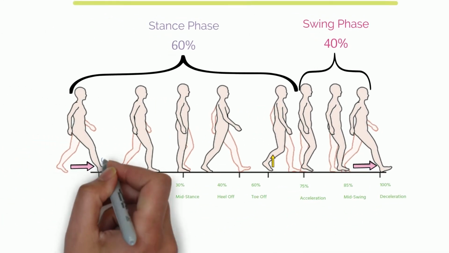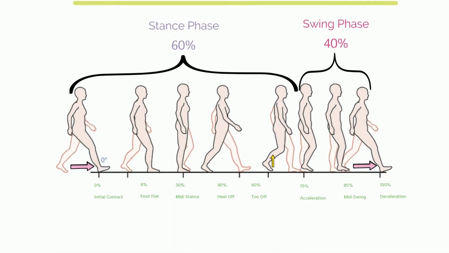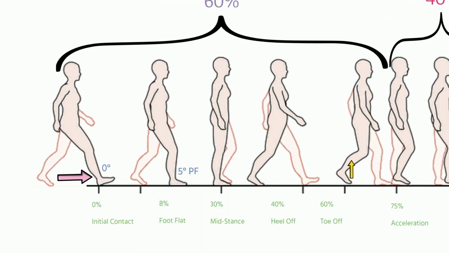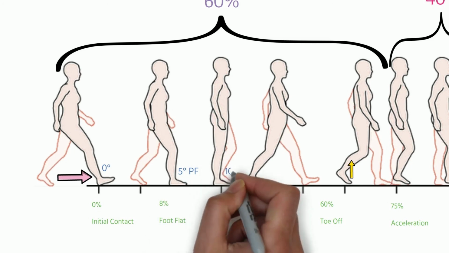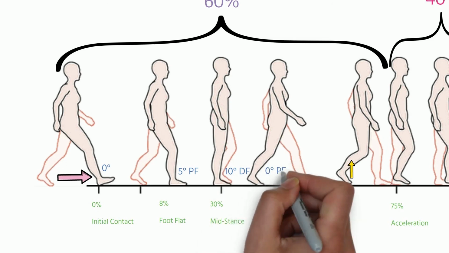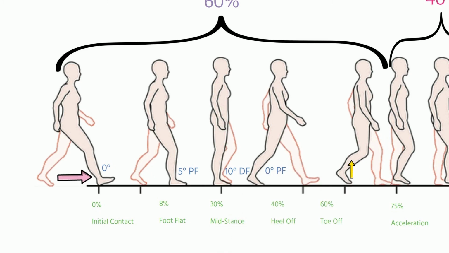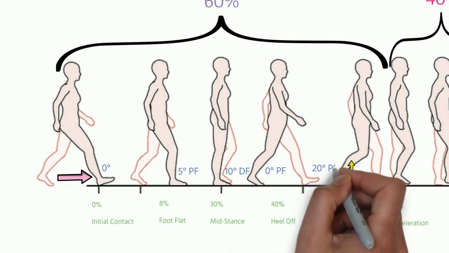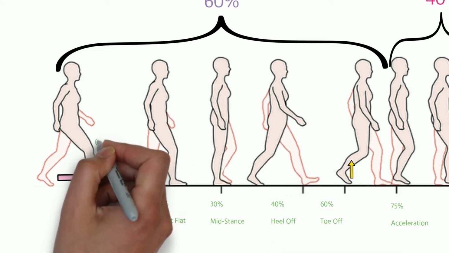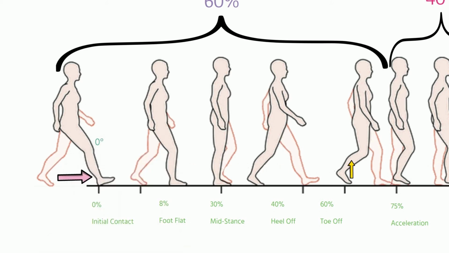At initial contact, the ankle is in neutral position. As the foot lowers to the ground, the ankle moves into 5 degrees of plantar flexion. As the body moves over the foot, the ankle dorsiflexes to about 10 degrees. In the last two stance phases, the ankle undergoes plantar flexion. At heel off, the ankle is in neutral, and at toe off, the ankle is maximally plantar flexed to about 20 degrees.